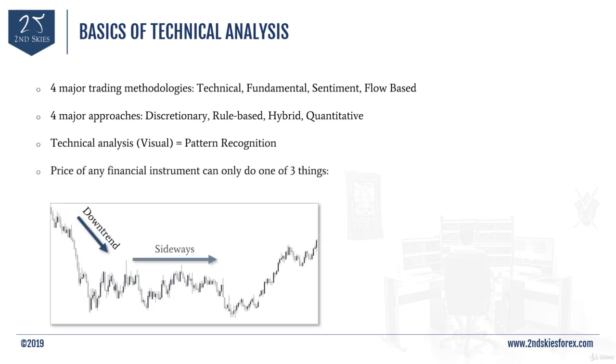So if we look at the price of any financial instrument, it can only do one of three things, which is it can either move down, it can move sideways, or it can move up. And as traders, we are interested in directional moves. So for us to make money as traders, price has to do one of two things. It has to either move up or move down. If price doesn't move at all, we can't make any money as traders. So we are directional traders and looking for directional moves in the market.